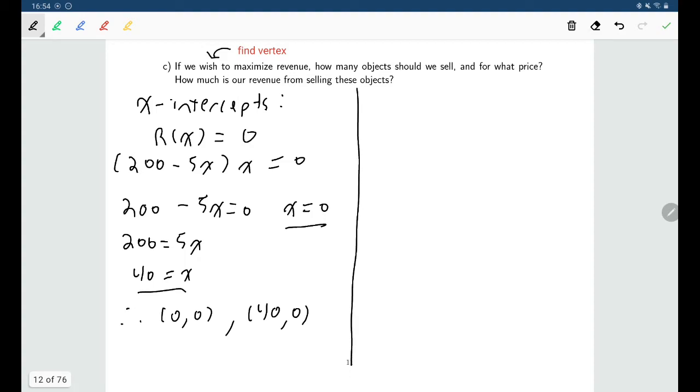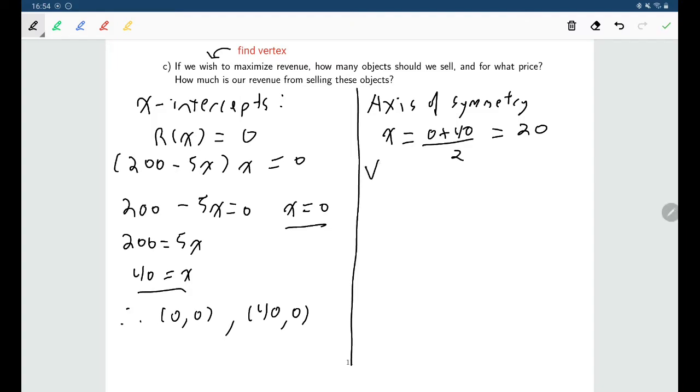And once you know that, then you know exactly where the axis of symmetry is. The axis of symmetry should be exactly between the 2 points. So x is 0 plus 40 over 2, or 20. So your axis of symmetry is through the line x equals 20. And so you know your vertex should also be where x is equal to 20.